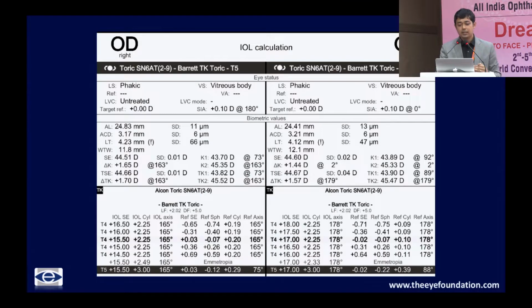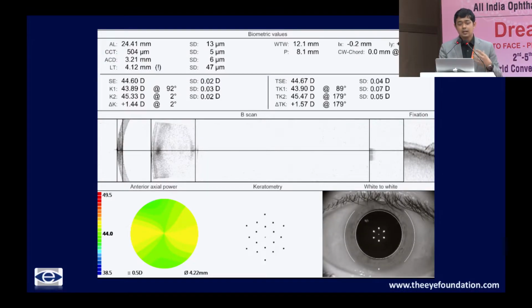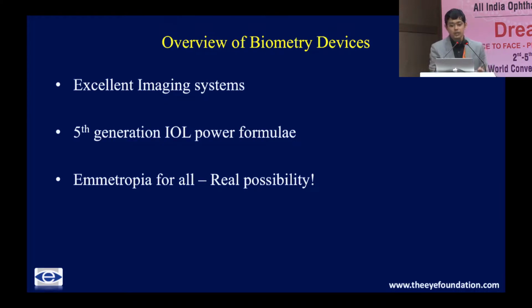This is from the LensStar, and with the TK, because the TK values are visible, the toric IOL selection is visible, the whole method of counseling, talking to patients, everything becomes a lot more easy. Although, like I said, these images are definitely not transformable to what you get in the tomographers, but are accurate enough for the K values which we require. So to conclude, we have excellent imaging systems nowadays, and with the 5th generation IOL power formulae, emmetropia for everyone, as Sir said at the beginning of the session, is a real possibility nowadays.